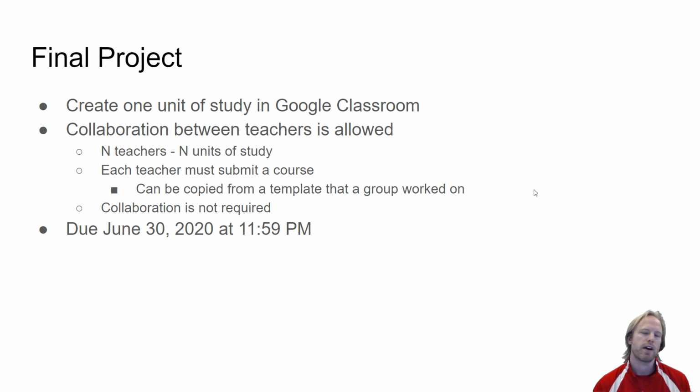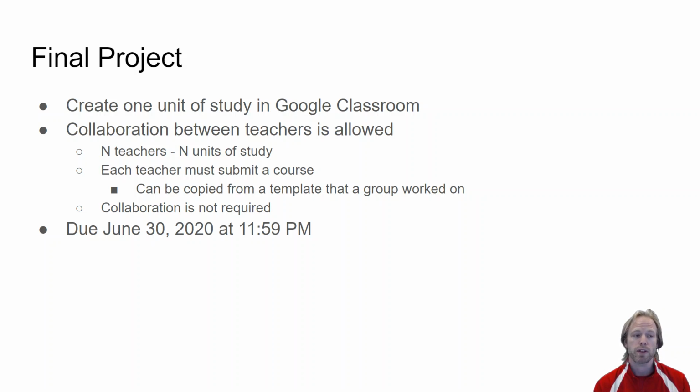So moving forward, the main assignment of the course is a final project. That final project is for you to create one unit of study in Google Classroom. So you'll have to create a class in Google Classroom. You'll have to add material to that class, organize it in a topic, create assignments that are applicable, and really just have a practical experience in Google Classroom.